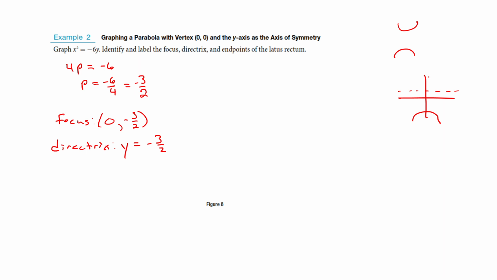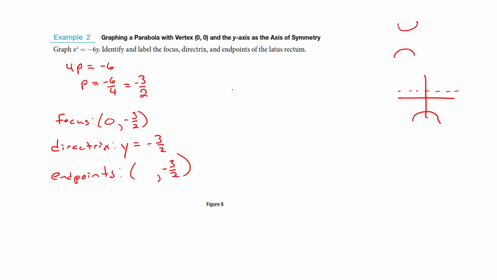So are you following the change? Now we're happening vertically. And so all the focus, the values of p are affecting vertical changes. So they're y changes. Okay, let's find the endpoints. So now this is going to change as well. So we're moving vertically, so the endpoints are going to be built off the focus. So they're going to be down here at y equals negative 3 halves.